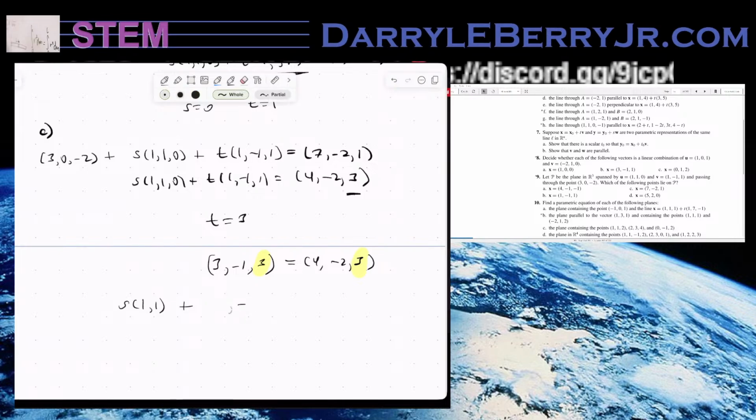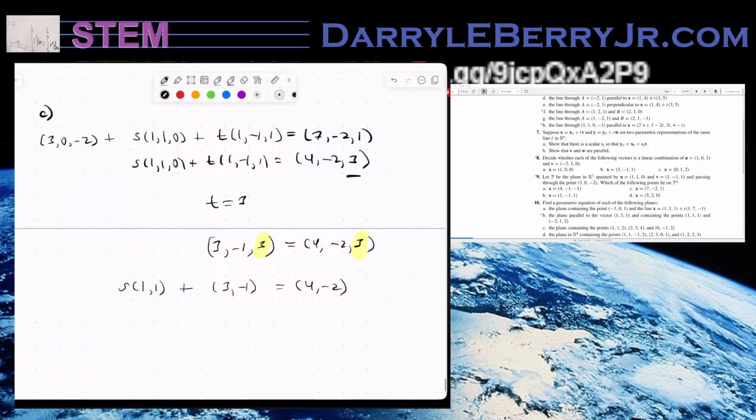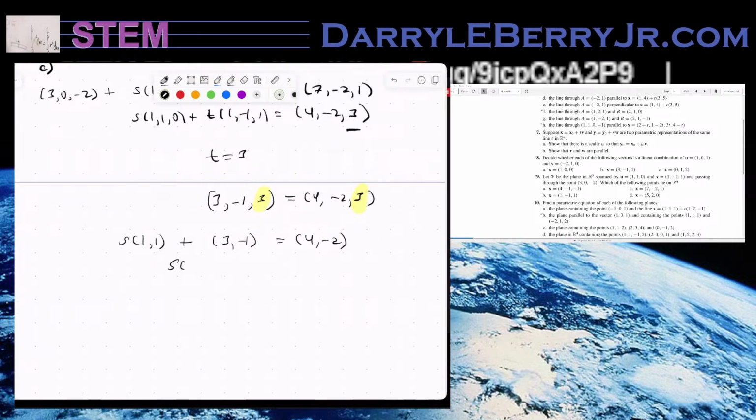Hold up, plus 3, negative 1 equals 4, negative 2, since the first number is solved for already. Nothing I do with S is going to change that 3. So what I have now is S 1 1 equals 4, negative 2.